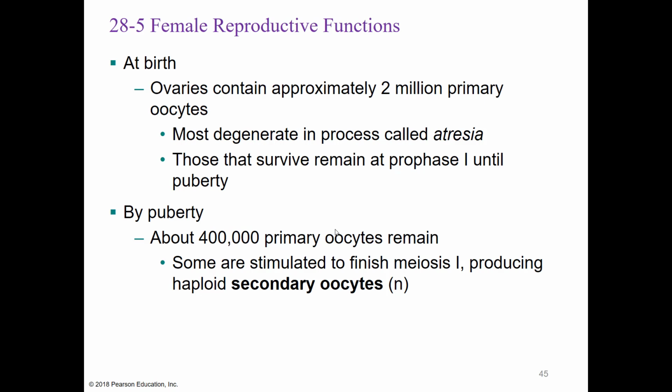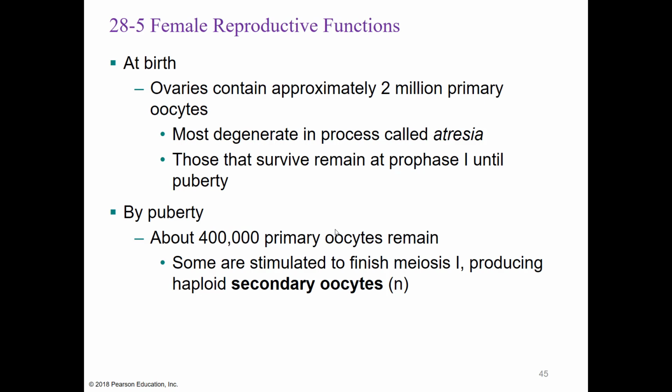At birth, ovaries contain approximately 2 million primary oocytes already when you are a newborn baby. Most will degenerate in a process called atresia. Those that survive will remain at prophase 1 until we reach puberty. By the time we get to puberty, we've got about 400,000 primary oocytes left. Some are stimulated to finish meiosis 1, producing haploid secondary oocytes. Haploid is what we want. That's half the human chromosome number, so that's going to be 23 chromosomes.